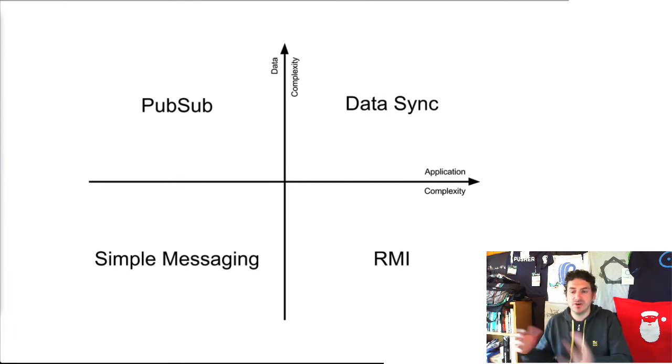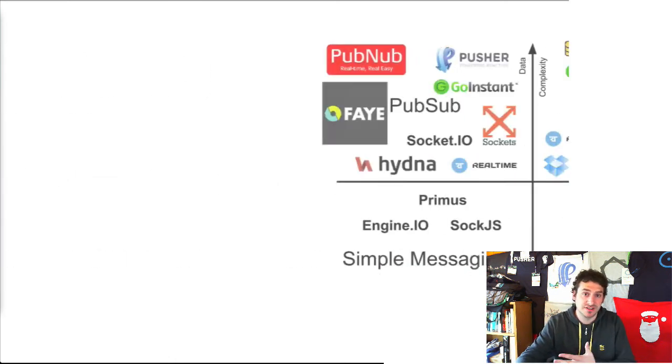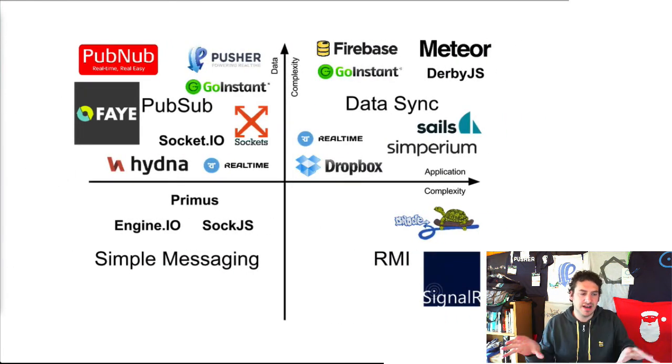Now, just to give you an idea, you can map some of the solutions that I'm aware of to that grid. So down the bottom left, we've still got simple messaging. We've got pub/sub top left, RMI bottom right, and data synchronization top right. So it's quite a good reference to be able to look at.